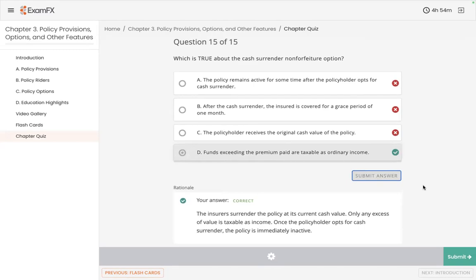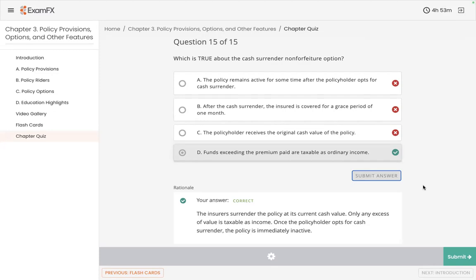C is wrong because you don't get the original cash value. You get whatever's in the policy, whatever cash value is left over. That's called the cash surrender value. The reason it's D is that it's an extra detail: the funds exceeding the premiums paid are taxable as ordinary income.